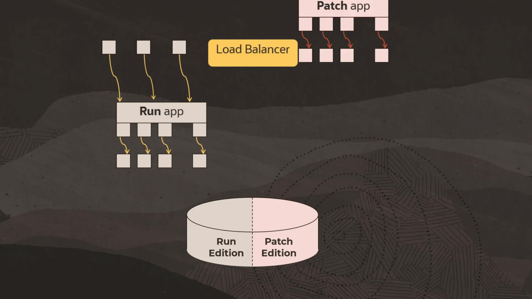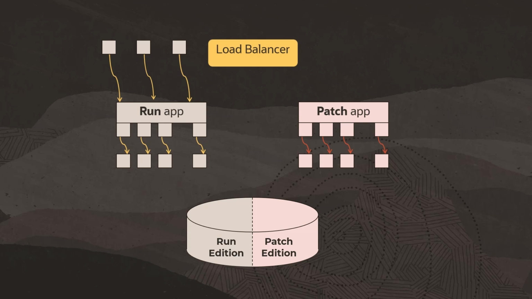So we have our patch edition in the database. We have a patched application that we have up and running now. Now we have the ability, as new clients come in, to go ahead and redirect them to the patched application while still keeping our current production app up and running.